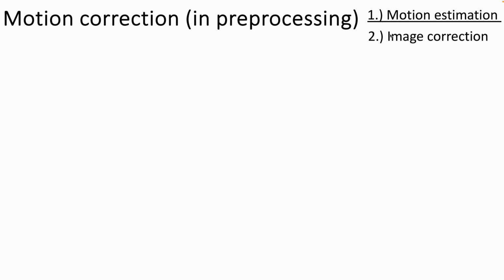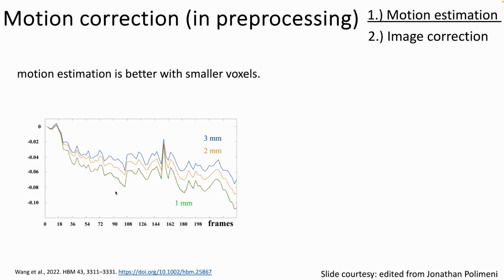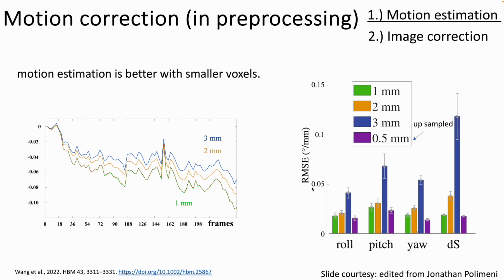Okay, let's look a bit into the details of how this retrospective motion correction is done. Namely, there are 2 stages. First, a computer algorithm needs to estimate the spatial misplacement, and then this information needs to be used for image correction. Let's start at the first stage, where Wang et al. from Polymeni and Rowe's lab looked at the accuracy of ground truth high-resolution data across resolutions. And they found that the lower the resolution, the more residual errors you have. So having more high-resolution details in your fMRI images helps for the accuracy of your motion estimation. So for the motion estimation, it helps to go to higher resolution.